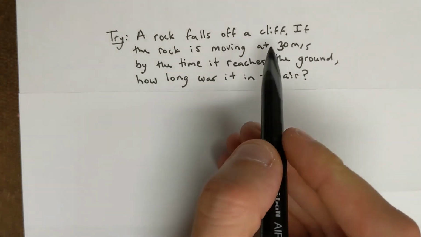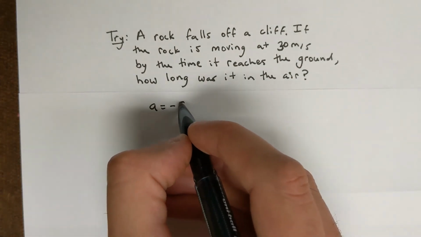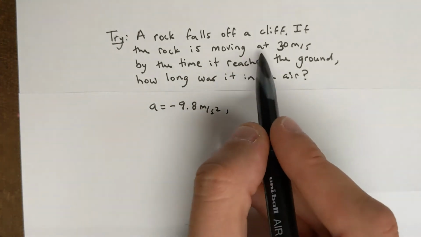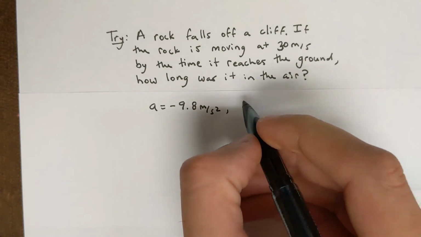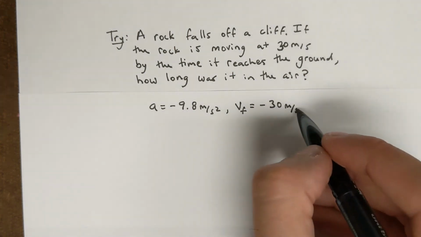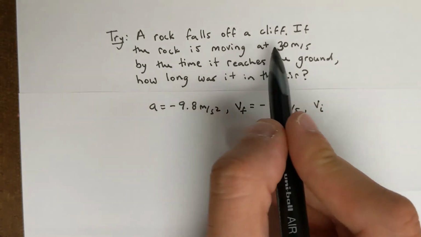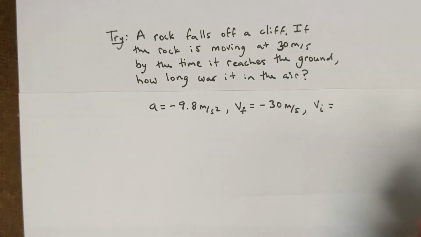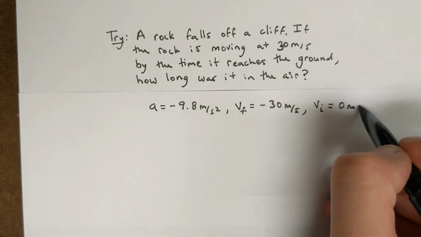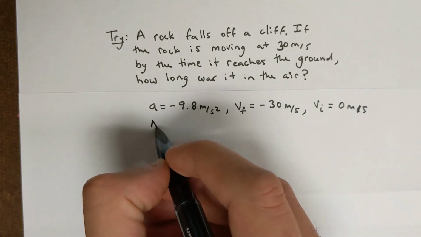So it's saying a rock falls off a cliff. It doesn't say that it's a cliff on another planet, so the acceleration is going to be the acceleration due to gravity on Earth, which is negative 9.8 meters per second squared. The rock is moving at 30 meters per second by the time that it reaches the ground, so our final velocity is going to be negative 30 meters per second because the rock is moving downward. It's falling. The initial velocity is 0, so it didn't say that the rock was thrown. It's just falling off a cliff. So the initial speed is going to be 0 meters per second. And we want to know how long it was in the air, so our question mark is the time.